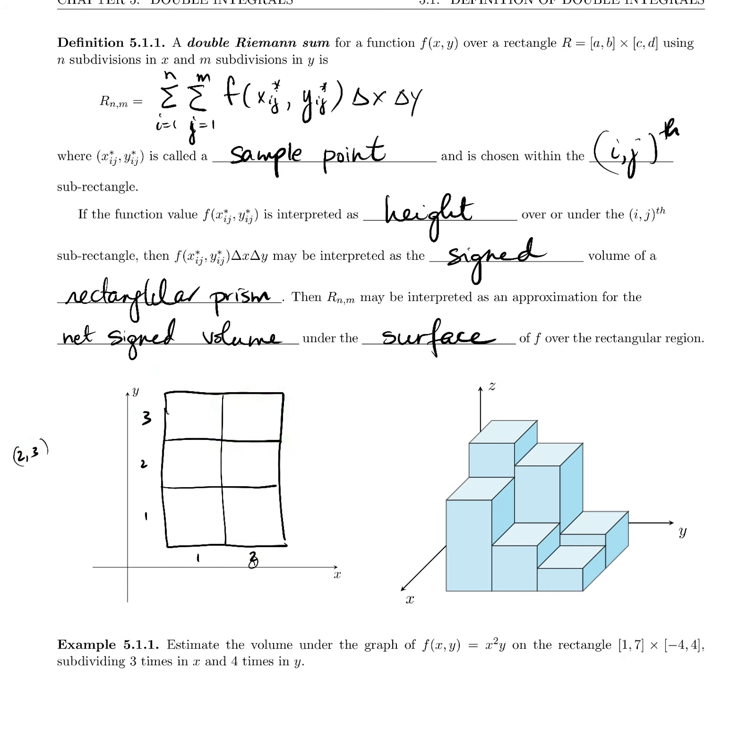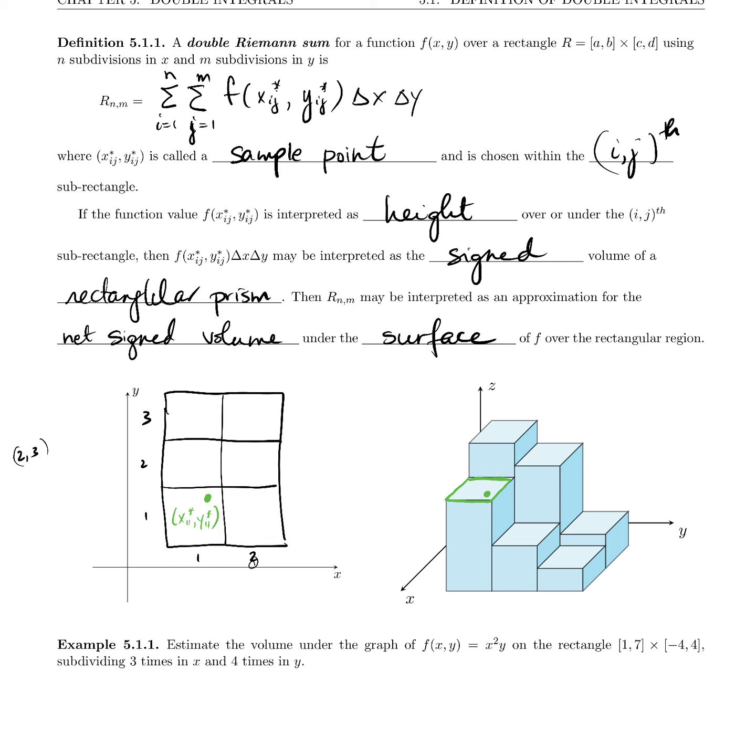What we do is we take a sample point in each one of these subrectangles. Let's imagine that in the 1,1 subrectangle, I take a sample point there maybe. That's x_11 star and y_11 star. Then I plug that sample point into my function. If I'm interpreting that function value as height, then that point gets evaluated right there, and I take the function value as constant.